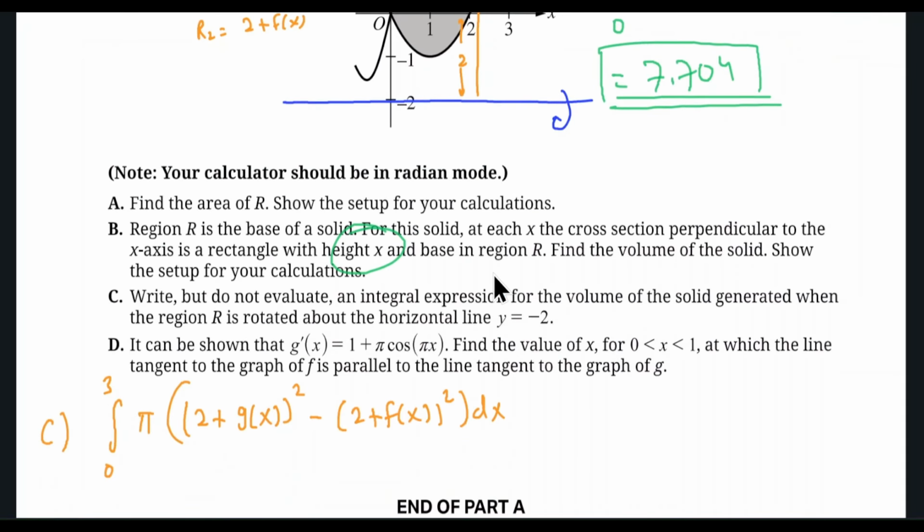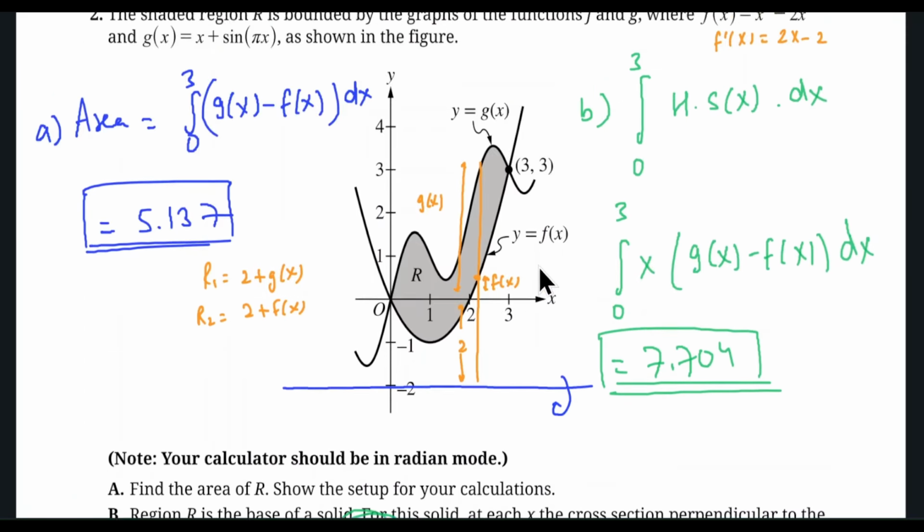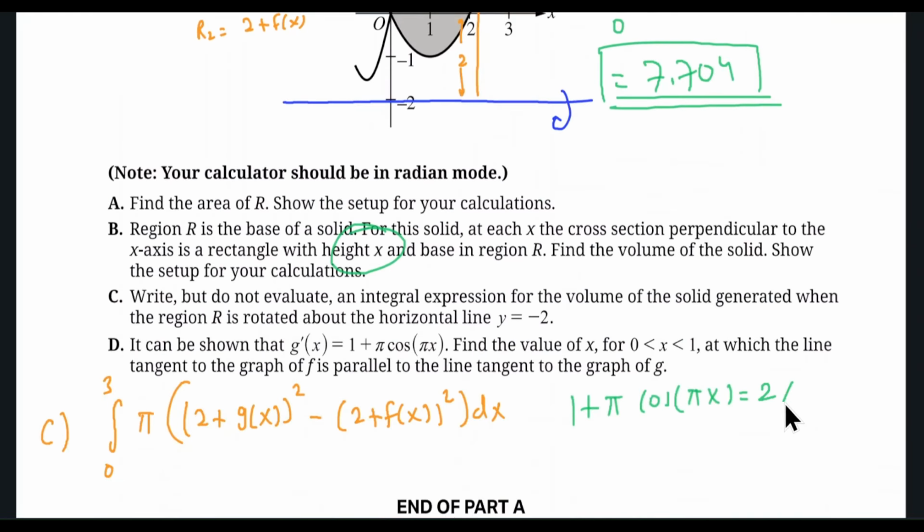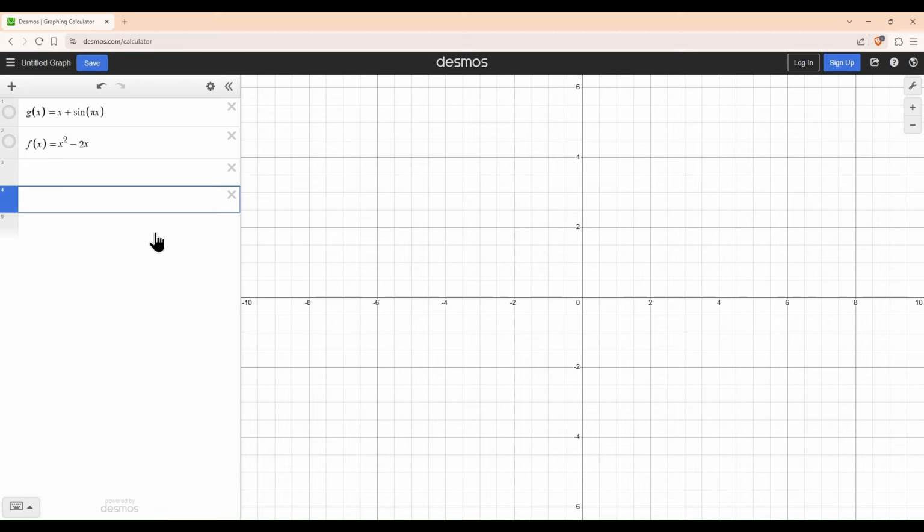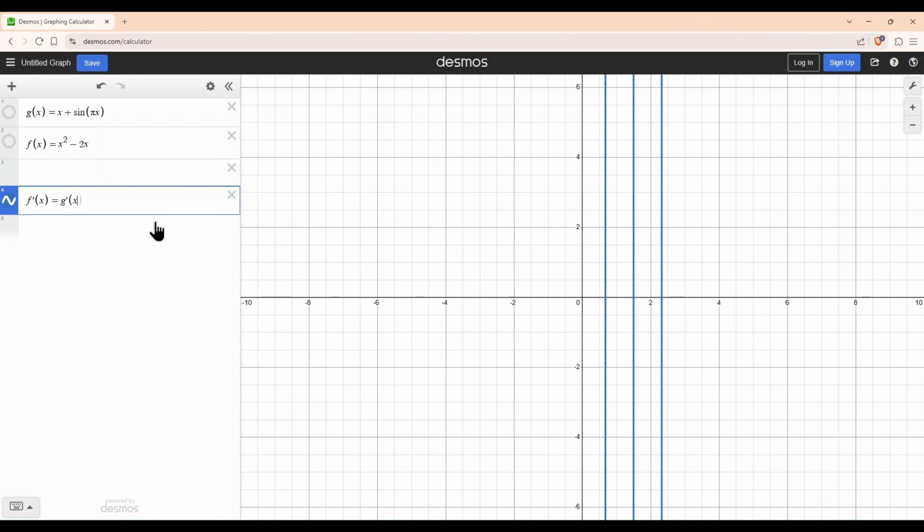This is just the Desmos thing, right? All I have to do is say that 1 plus pi cos(pi x) should be equal to 2x minus 2. Because the line tangent of the graph is parallel. Parallel means same slope. Same slope means same derivative. So let's type this in. Honestly, I already have g and f here, so I don't even need to type in the derivative. I can just say that when f prime x is equal to g prime x.